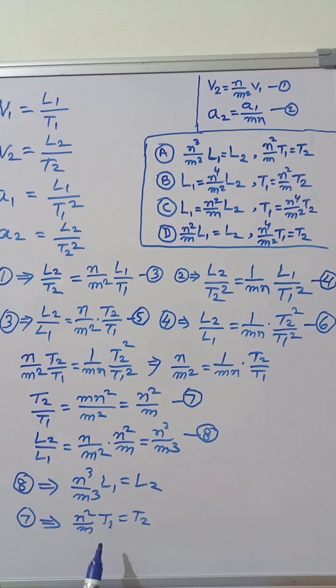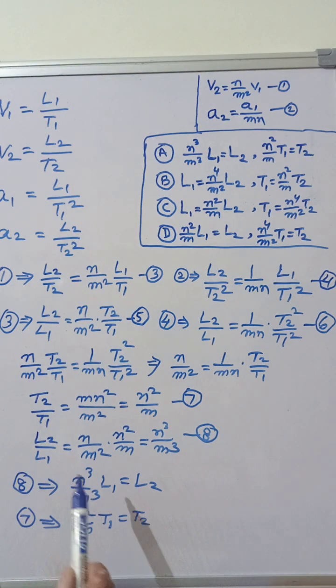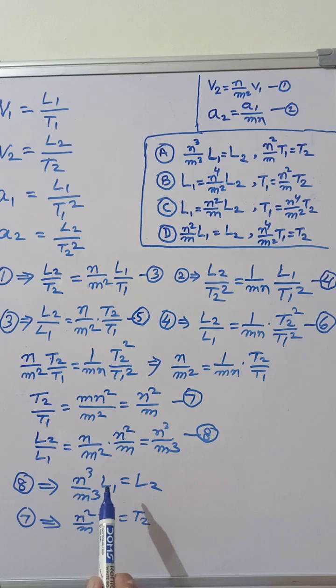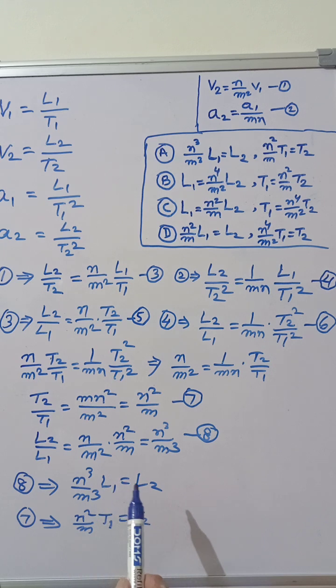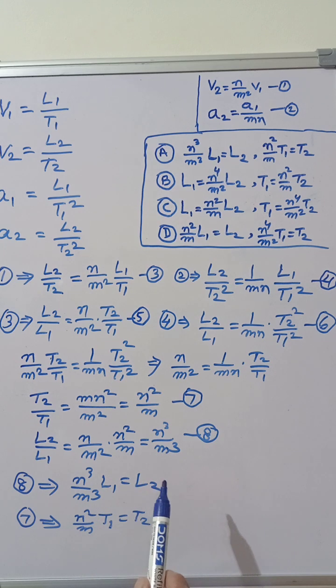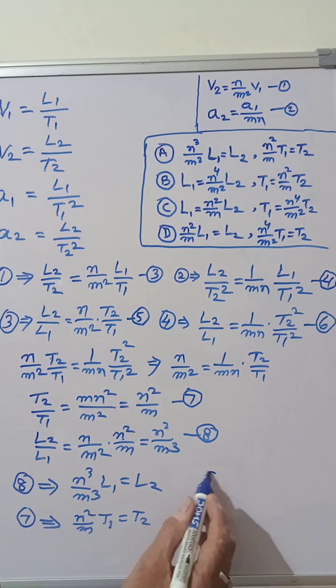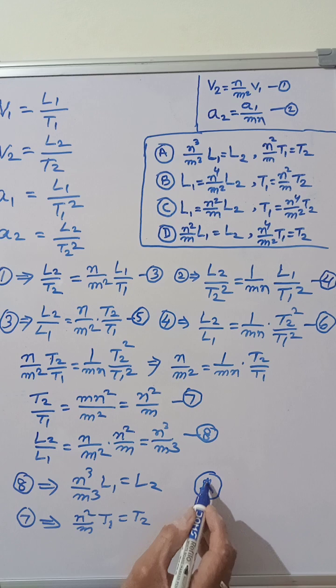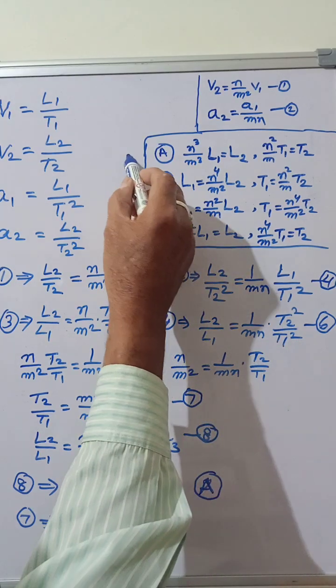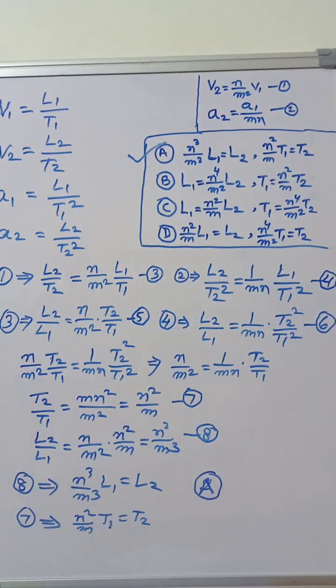We can see that option A has got exactly the same relations. Therefore, we conclude that option A is the correct option. Correct option is A. Let us tick it. And this completes the answer to the question.